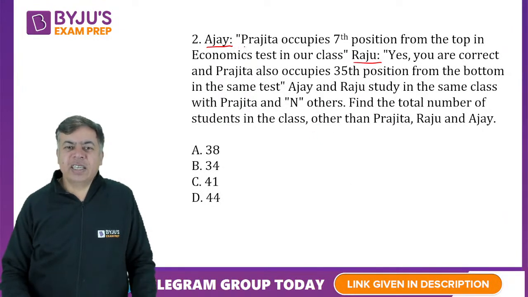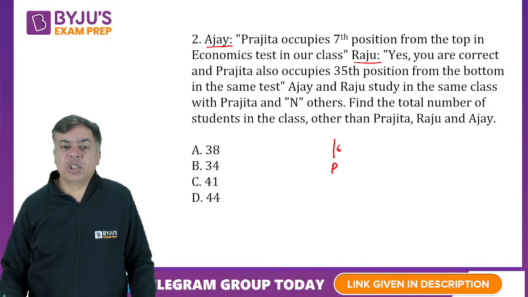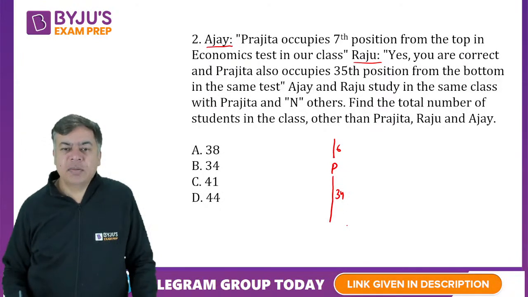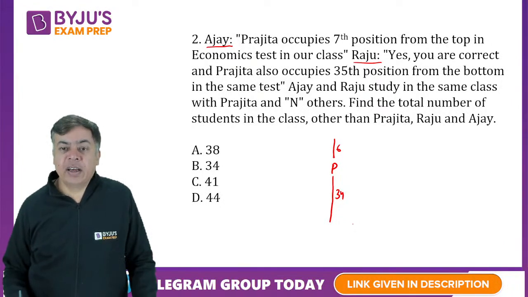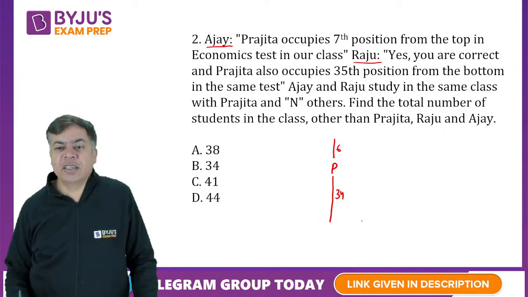Okay, see, Ajay is saying Prajita occupies 7th position from the top in the economics test. So that means there are 6 above. Then Prajita. And Raju says Prajita also occupied 35th position from the bottom. So that means 34 must be below her. Ajay and Raju study in the same class with Prajita and N others. Find the total number of students in the class other than Prajita, Raju and Ajay.